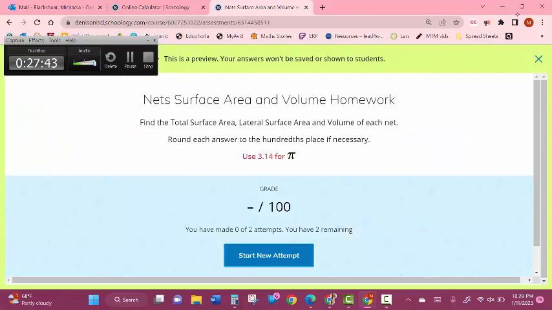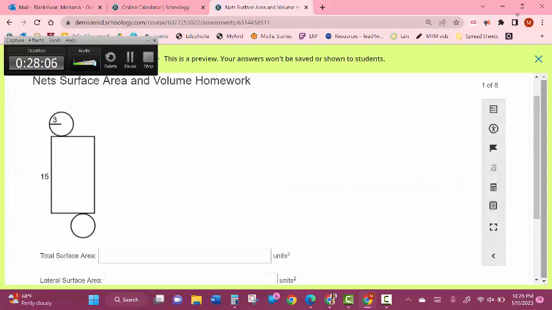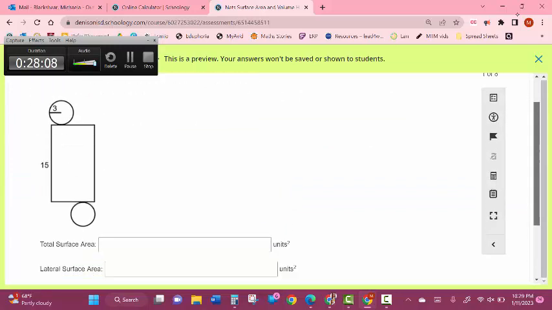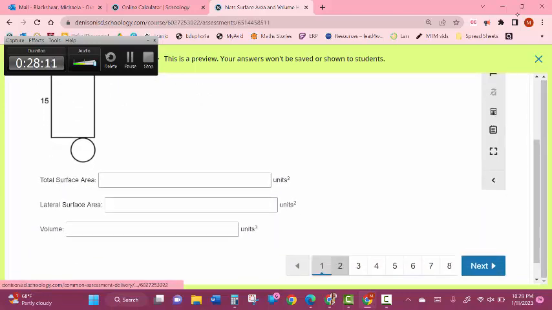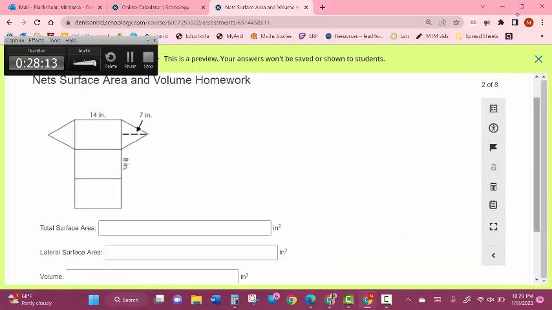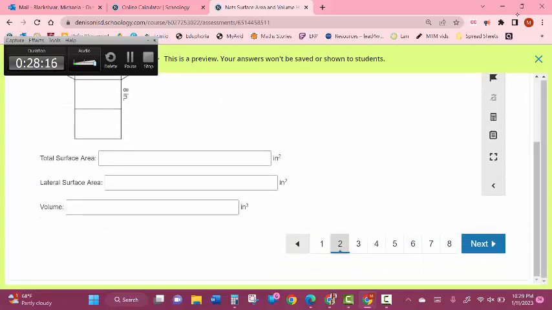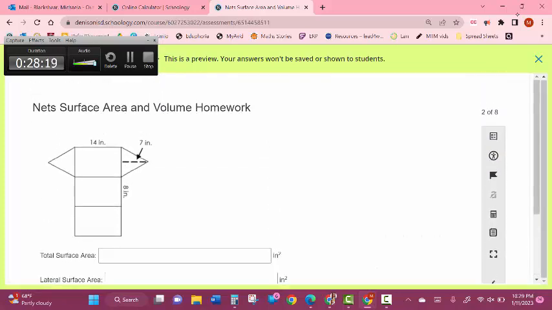Okay. We're going to hit start attempt. Oh, right here, some important information. Find the total surface area, lateral surface area, and volume for each net. Round your answer to the hundredths. We're rounding to the hundredths, and then we want to use 3.14 for pi. Okay. Looks like there's 8 problems. Maybe if you're super lucky and I didn't pay attention, I might have put some of the homework problems in as the notes. So make sure you took good notes.